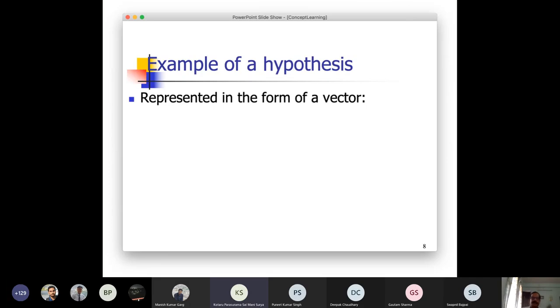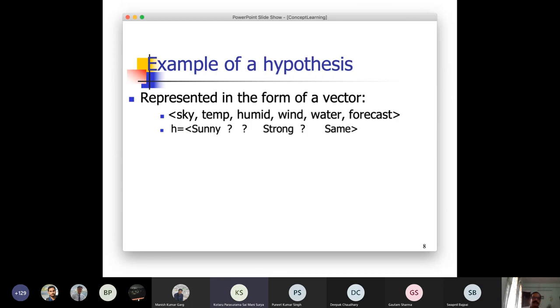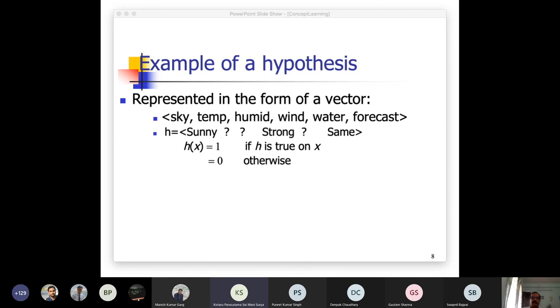Please mute yourselves. I think somebody's microphone is still on and somebody is talking. Please mute yourself.